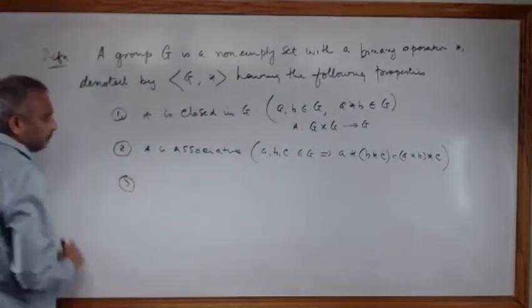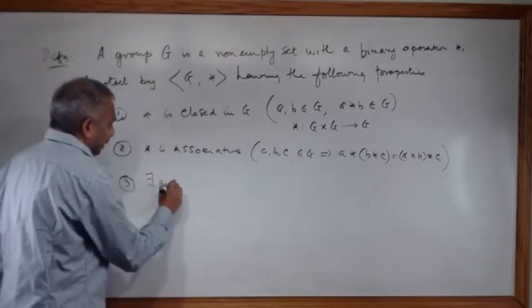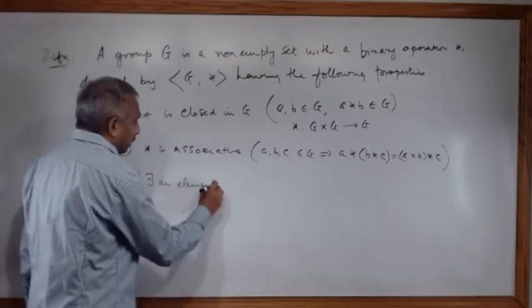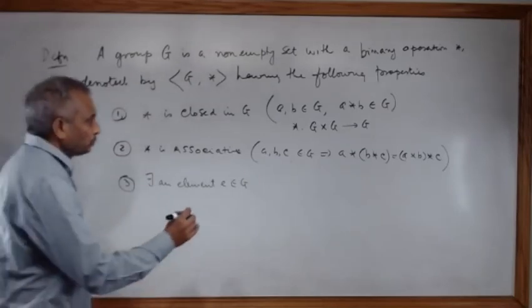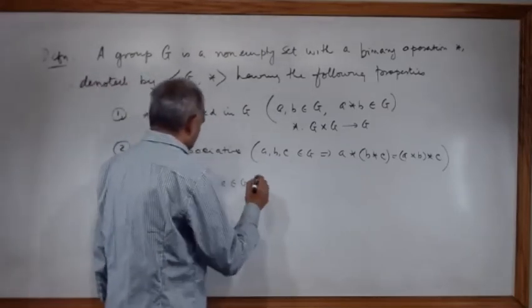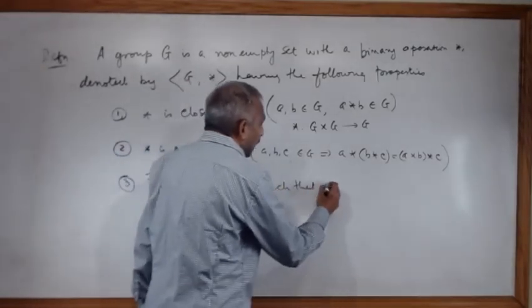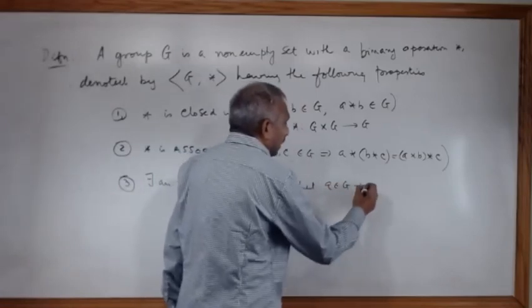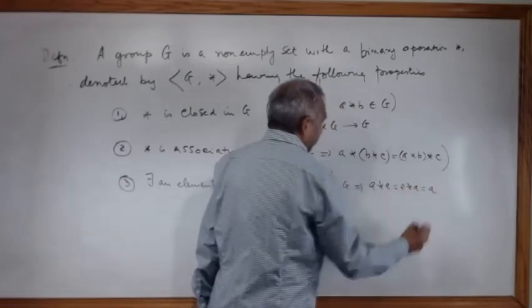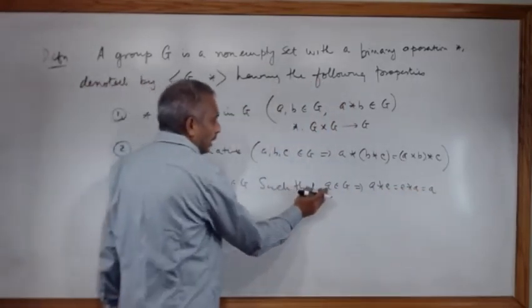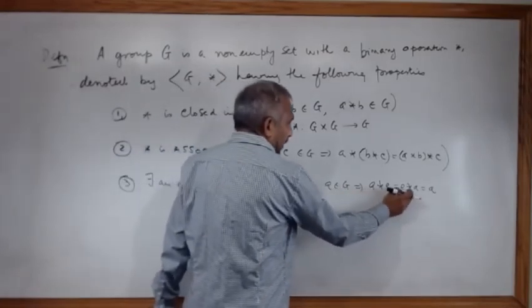Third one is there exists an element E in G such that A belongs to G implies A star E is equal to E star A is equal to A. Meaning for all elements in G, A star E is equal to E star A is equal to A.